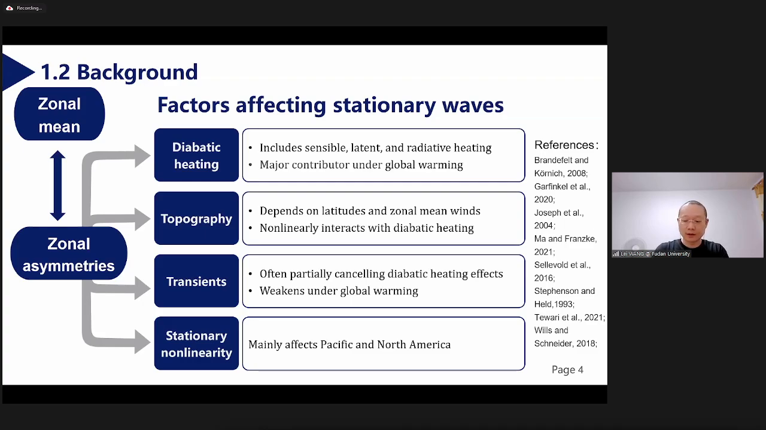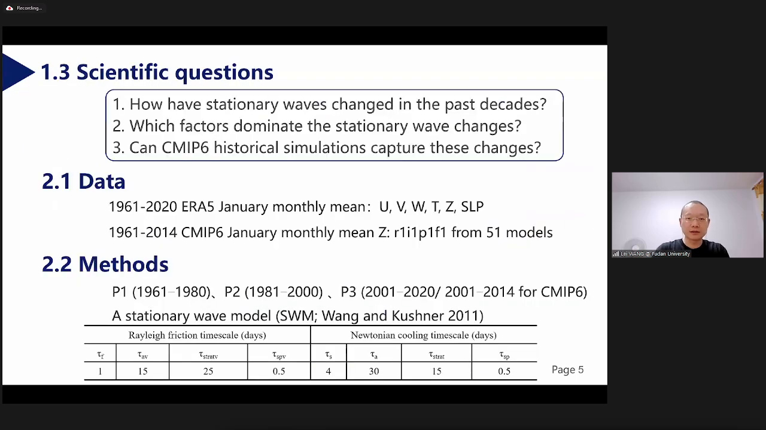However, if we break them down into different terms, we need to consider the nonlinear interaction between them. So we use a nonlinear stationary wave model to automatically account for that, and then we ask questions: how have stationary waves changed in the past decades in the boreal winter, and which factors dominate the stationary wave changes in the past few decades? And can our state-of-the-art models like CMIP6 historical simulations capture these observed changes?